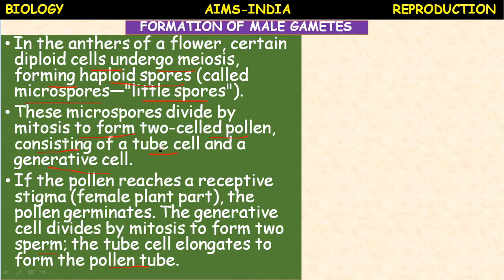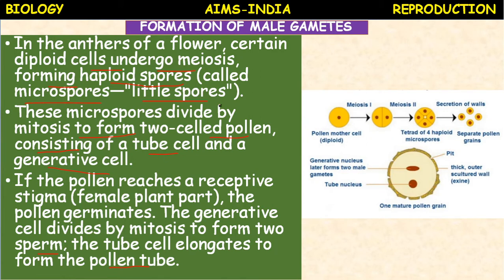This tube cell is very large in size, so it germinates to produce a pollen tube, whereas the generative cell, consisting of the nucleus, divides by mitosis and produces two male nuclei or sperms.